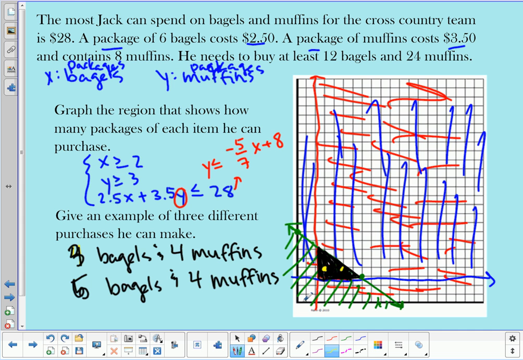Okay, so then if I go over to 2 packages of bagels and I go up 1, 2, 3, 4, let's say 5, I could have 2 packages of bagels and 5 packages of muffins if I wanted. I could even have 6. Okay, so the point being is that anything that's in this black region is a solution, is a combination that he can use. Okay, let's take a look at number 8.